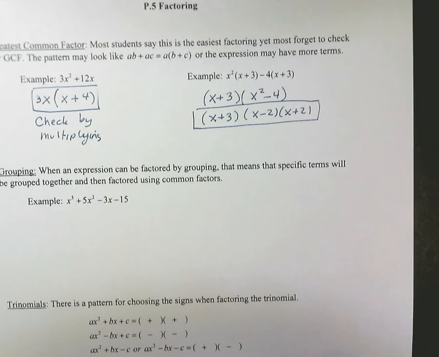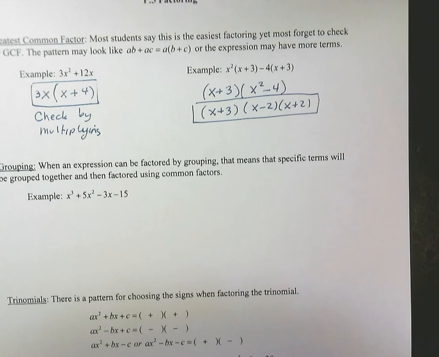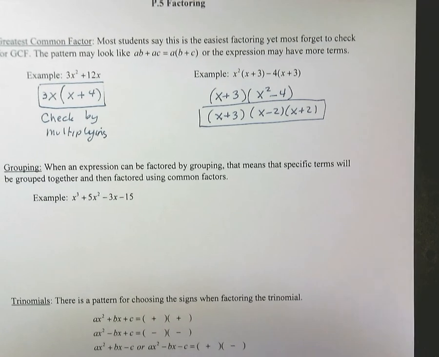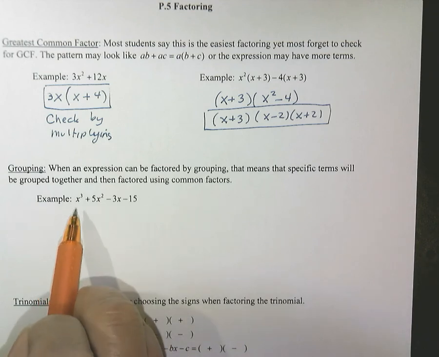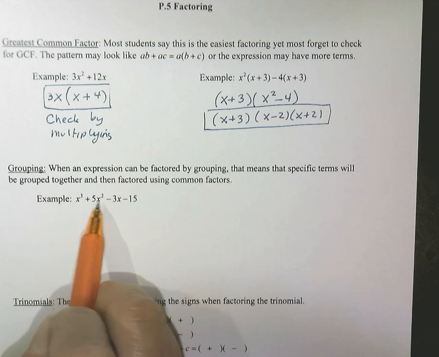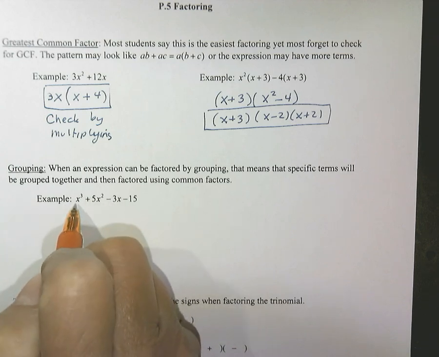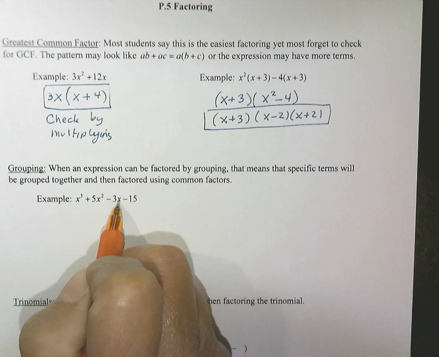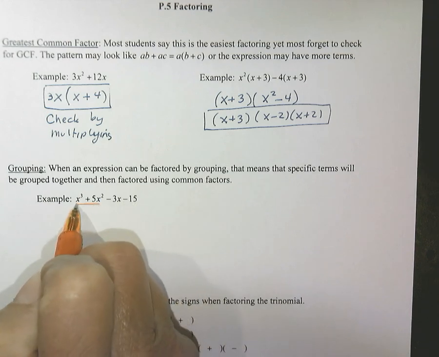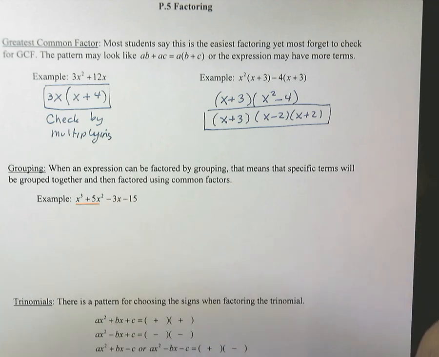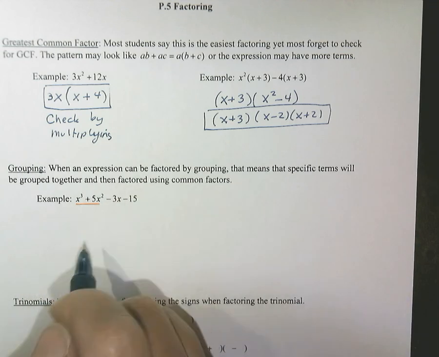So the next is grouping. It's a special type of factor, greatest common factor, and you may or may not have seen it before. But what I'm looking at is it's a polynomial. It's got 4 terms now. 1, 2, 3, 4. I've got them in order. X cubed, x squared, x, and constant. I'm going to group these together by looking at the first 2 terms and factoring that greatest common factor.